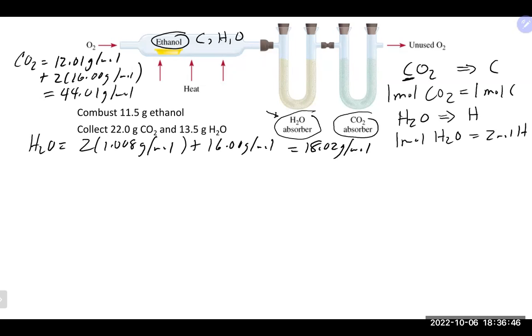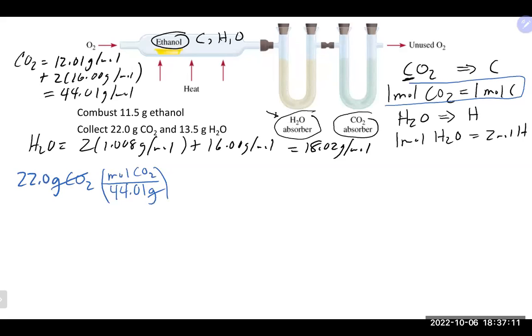So starting with our CO2, we have 22 grams of CO2. Using the molar mass from the periodic table, grams go on the bottom: 44.01 grams per mole of CO2. My grams cancel, and at this point I'm in moles of CO2, which means I can use my conversion here to get to carbon. For every 1 mole of CO2 from the equation, I get 1 mole of carbon.